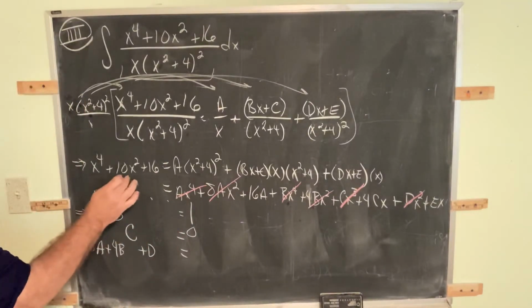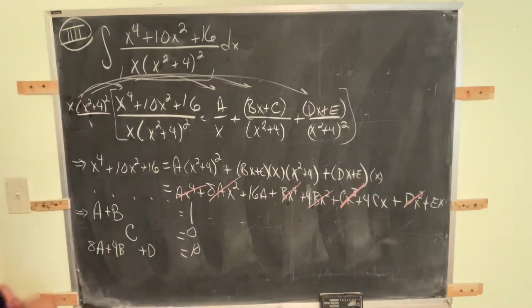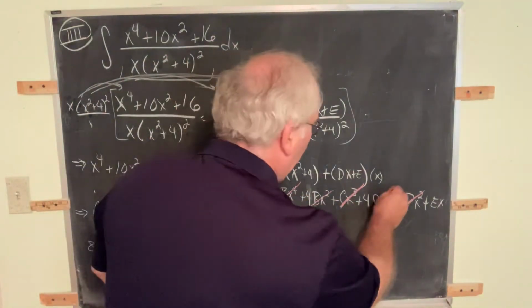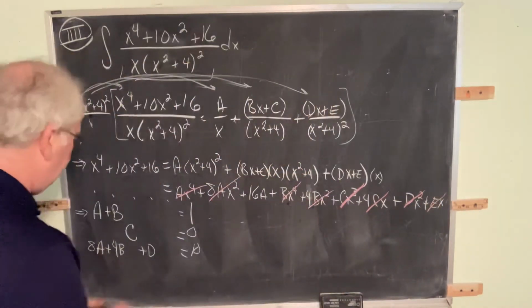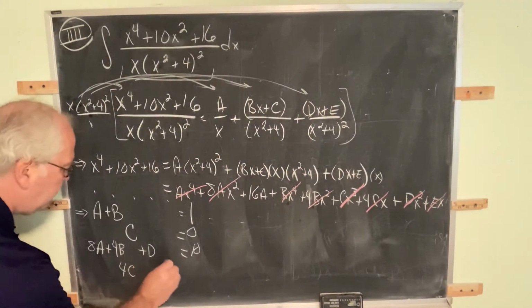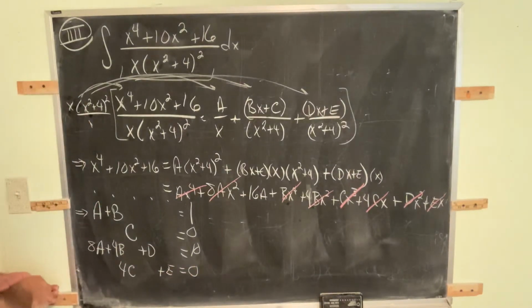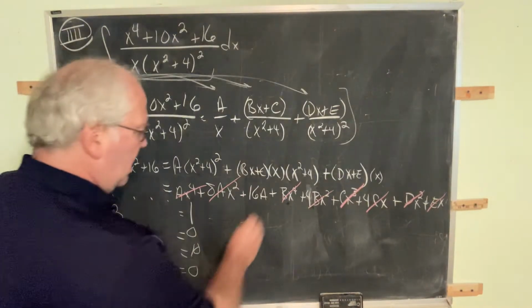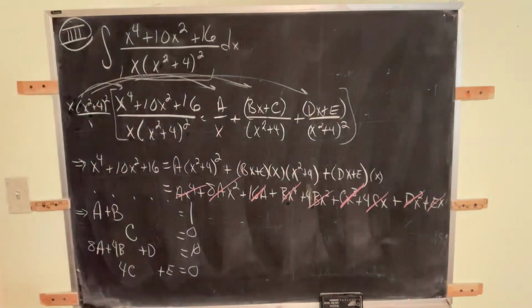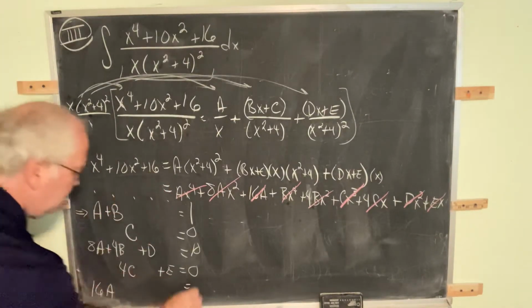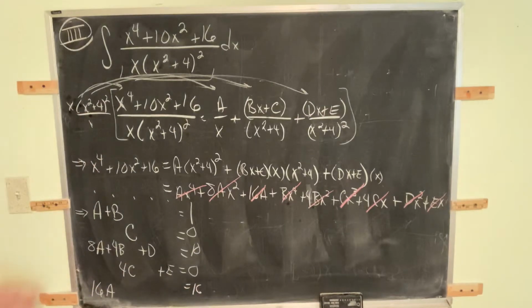And the x squared coefficient on the left-hand side is 10. Now we need x to the first power. We have 4c plus e equal to the x to the first coefficient on the left, which is, again, 0. And then the constant, I believe the only constant present is 16a. So we have 16a is equal to the constant term on the left, which is 16. And so solve that system using whatever mechanism you want to use.